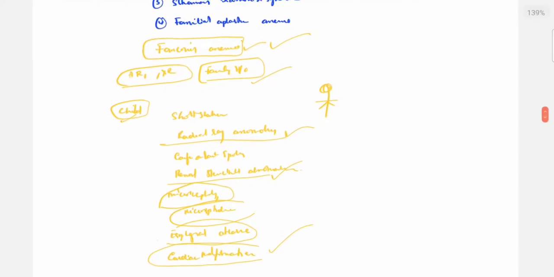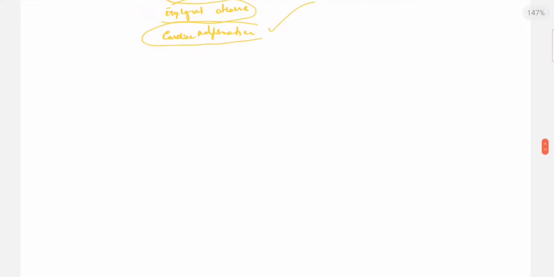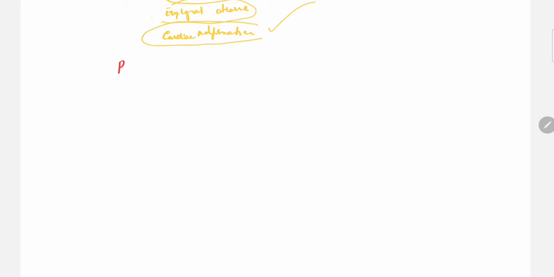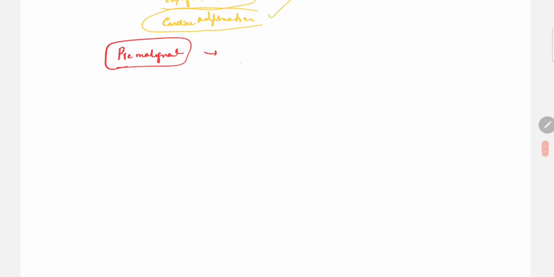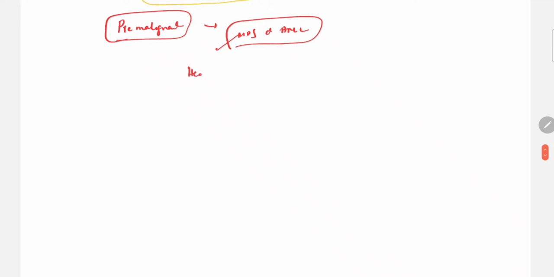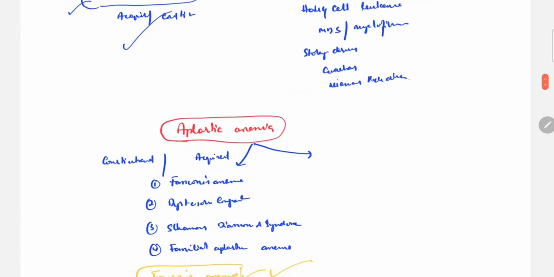In Fanconi anemia, an important point is that it is a pre-malignant condition. It can lead to myelodysplastic syndrome or AML. Patients with Fanconi's anemia are at increased risk of developing solid tumors, particularly squamous cell carcinoma of the head and neck, skin and GIT. So this is about Fanconi's anemia.